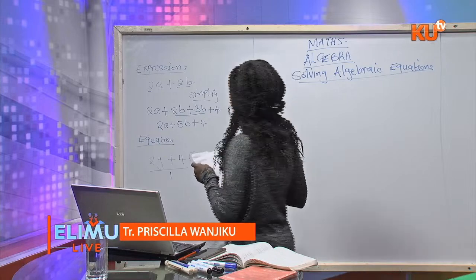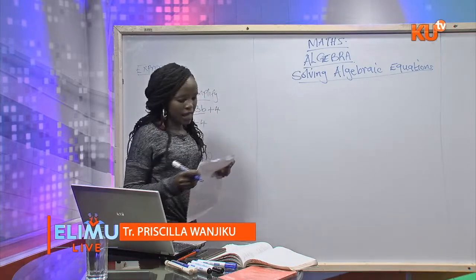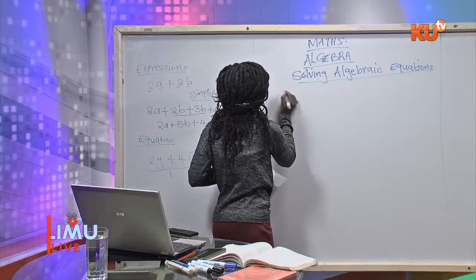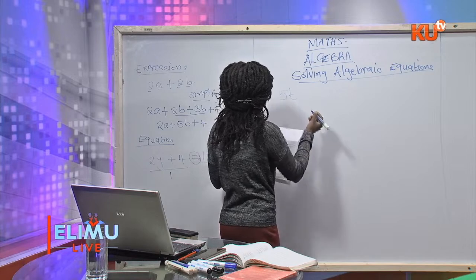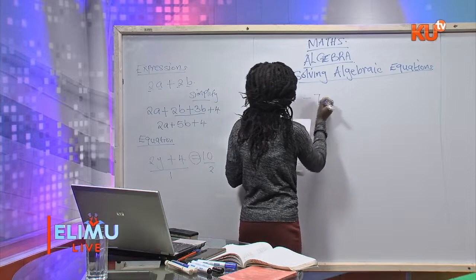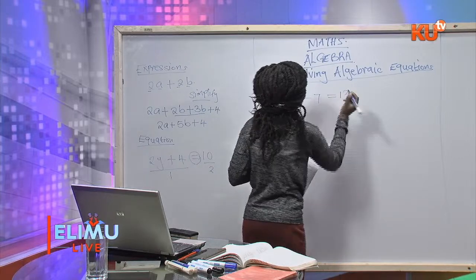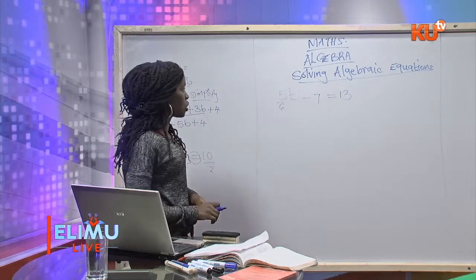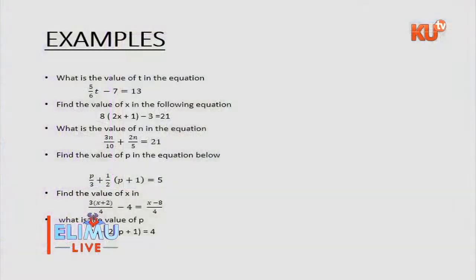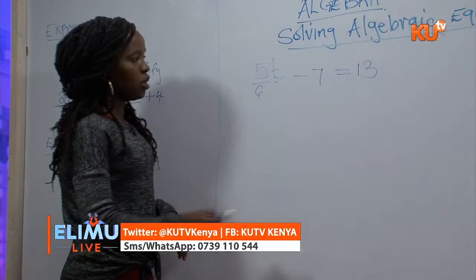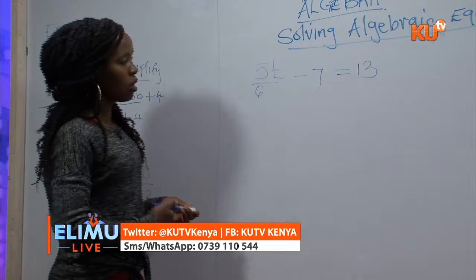In our example number 1, I have a question. What is the value of t in the equation? Example number 1, 5 over 6t minus 7 is equal to 13. We said, for us to solve an algebraic equation, we need to find the value of the unknown. Remember, these are 2 expressions that are equal. So we need to find the value of t so that we can balance our equation.